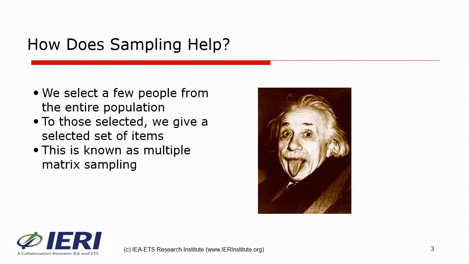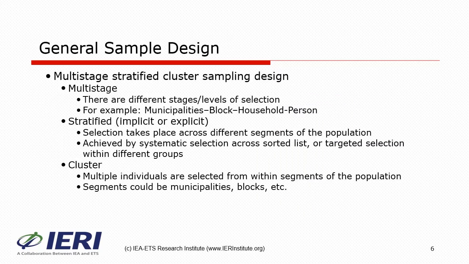So how does sampling help? We select a few people from the entire population, and to those selected, we give a selected set of items. This is known as multiple matrix sampling, meaning some of the items are selected for some of the people. The selection of people is done by using a multi-stage stratified cluster sample design. Multi-stage in the sense that there are different stages of selection. Could be municipalities, blocks, household, person.